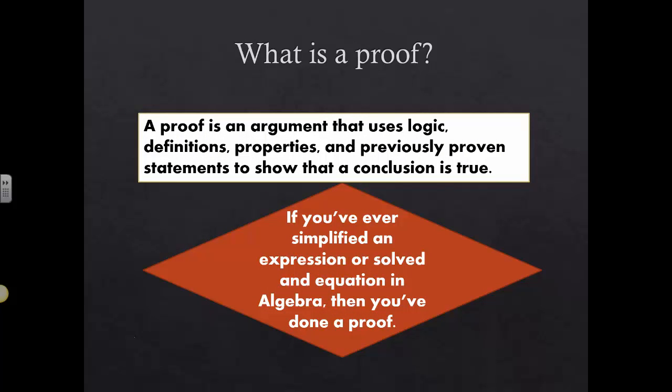So we're going to start talking a little bit more about inductive reasoning, this idea of proof. So what is a proof? It's just an argument that uses logic, definitions, properties, and previously proven statements to show that a conclusion is true. If you've ever simplified an expression or solved an equation in algebra, then you've actually really just done a proof.